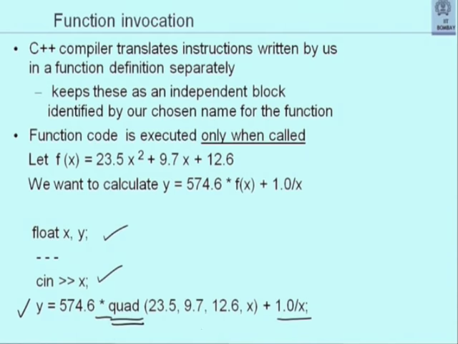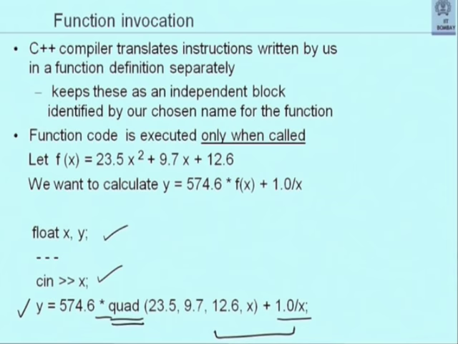What the machine does is, how will it evaluate this expression by the way? It has to calculate this, and it has to calculate this, and then it has to calculate this plus this. Agreed? But when it has to calculate 574.6 multiplied by this, it suddenly realizes that this is not a value. It's not a location from which I can pick up. But it recognizes quad. It says, oh, so I go to that function. Mr. Quad, here are the parameters 23.5, 9.7, 12.6 and the current value of x. Please take these four parameters.